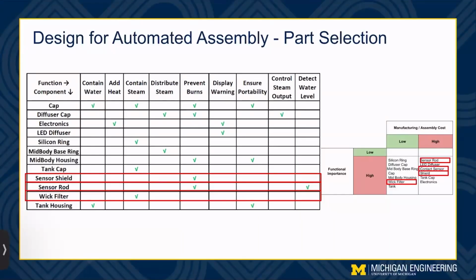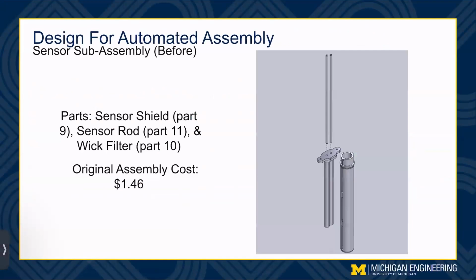For automated assembly, we selected the subassembly of the sensor shield, sensor rods, and the wick filter. The function component map matrix shows that the sensor shield and rod share all functions, which provides an opportunity for part consolidation. The initial design of the subassembly is shown. The subassembly costs $1.46 to automatically assemble.